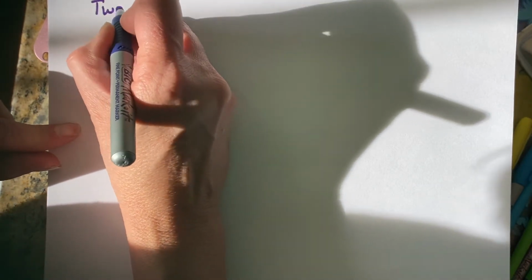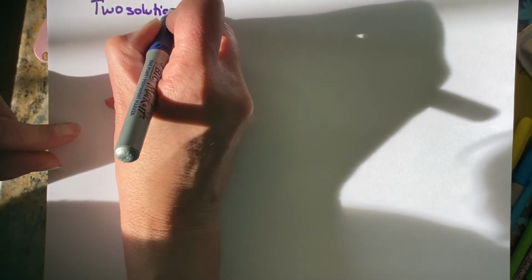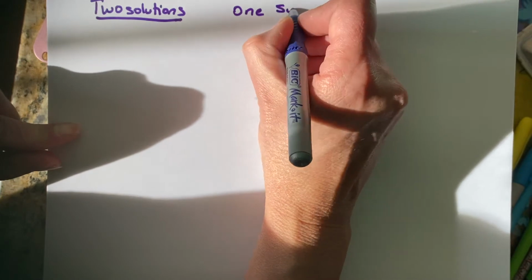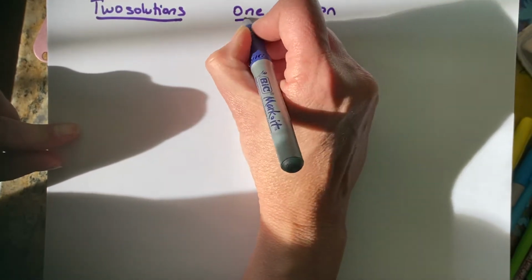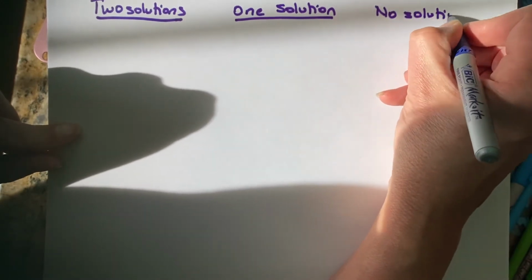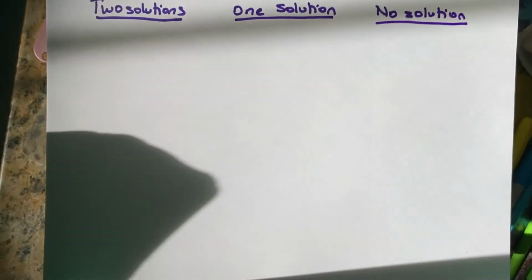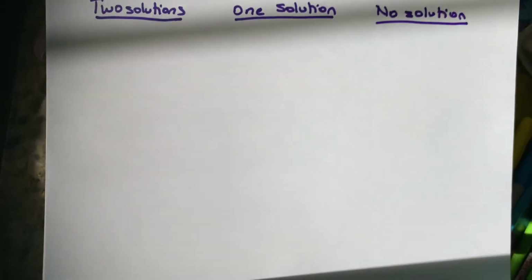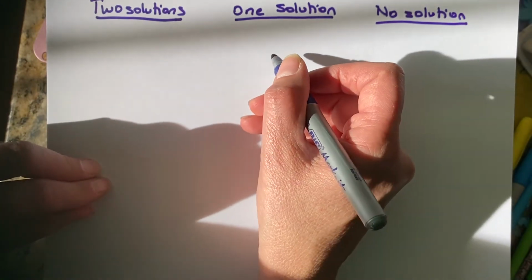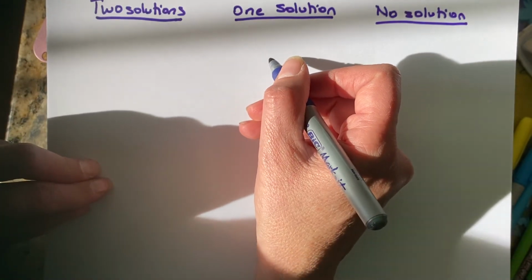I'm going to look at 3 situations right now. What happens when we have 2 solutions, 1 solution, no solution? Remember that I just talked about those 3 situations. 2 solutions, you have 2 x-intercepts, 1 solution, 1 x-intercept, which is the same as the vertex, and no solutions where literally it does not hit the x-axis at all.